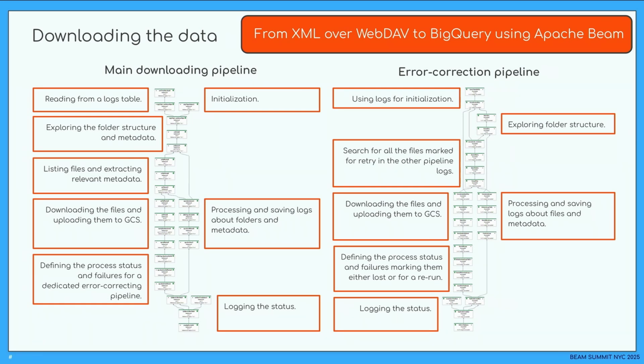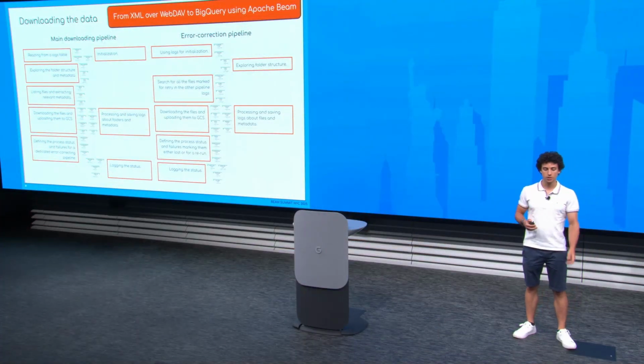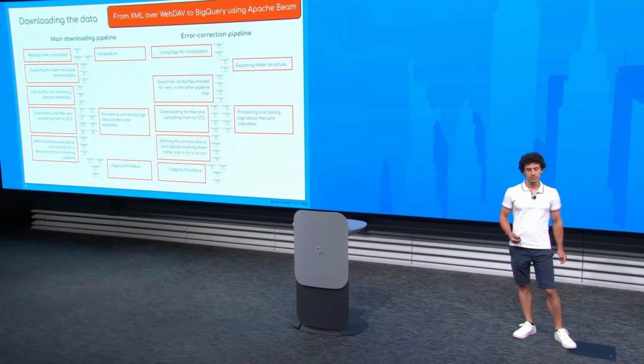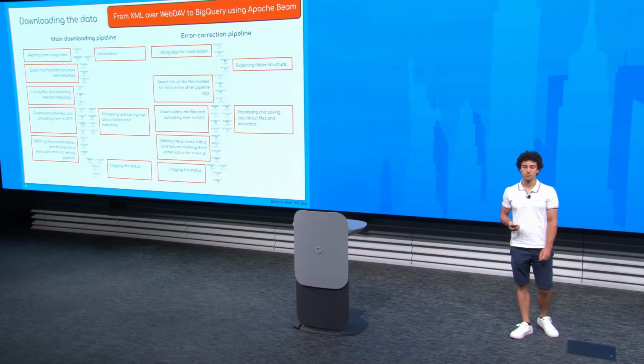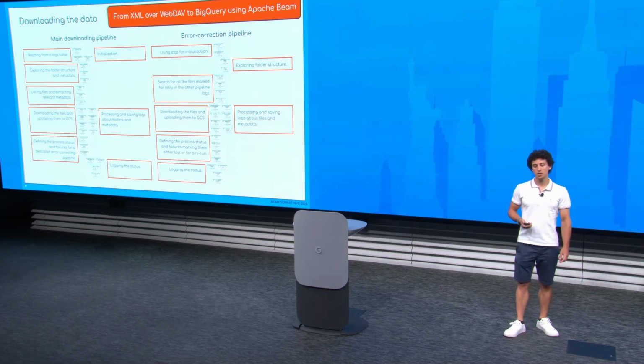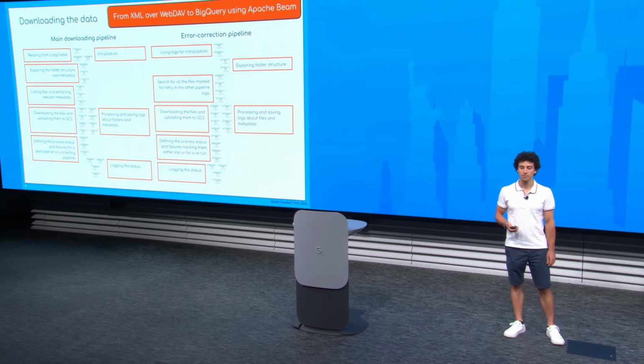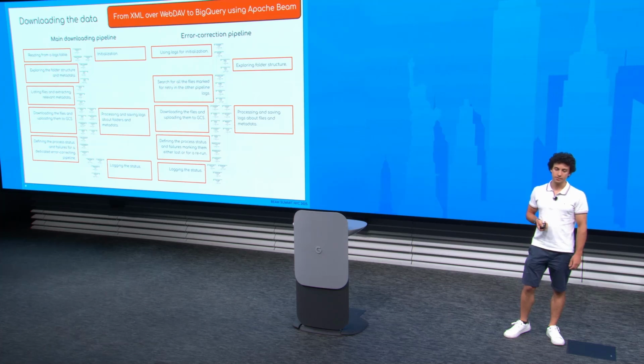So as you can see, there are two branches at this point, and in parallel we process and save the logs about those folders and metadata, and we store them in a BigQuery table. And at the end, we merge these two branches, wait for them to finish, and log the status of the entire pipeline. The error correction one just starts from the error logs and fixes them up if something went wrong, and then does basically the same.